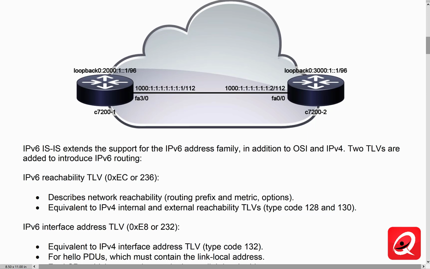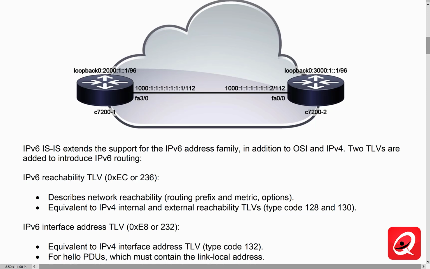We also have a new protocol identifier, hex 8E or 142. That's the network layer protocol ID that gets advertised by the IPv6 enabled routers. And the protocol supported TLV, which is type code 129, lists all of the supported network layer protocol IDs. All of the IPv6 enabled routers advertise a value of 142, and in IPv4 that would be a value of 204.